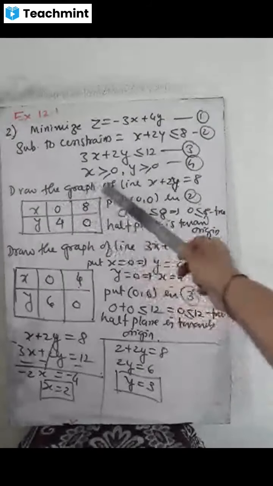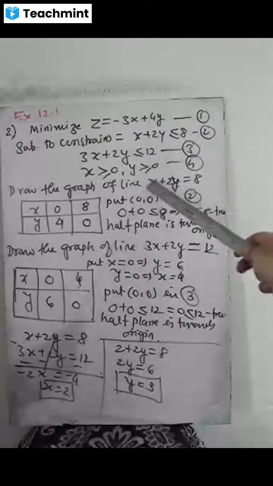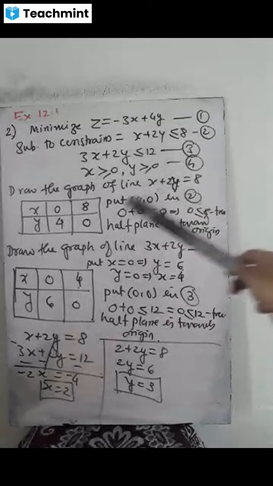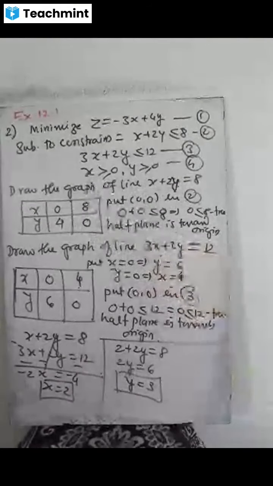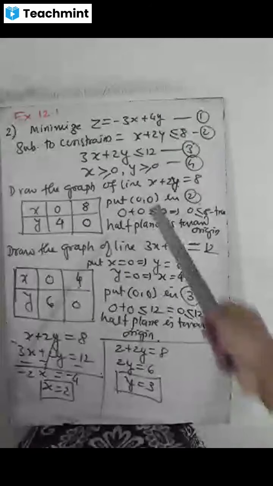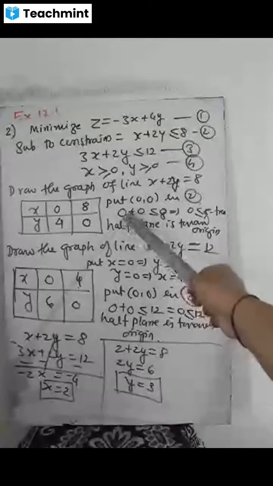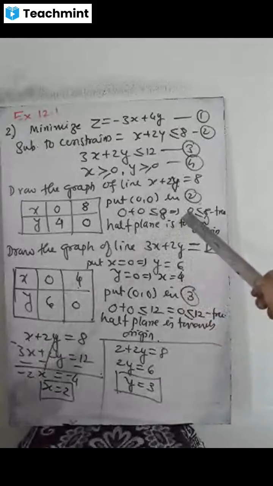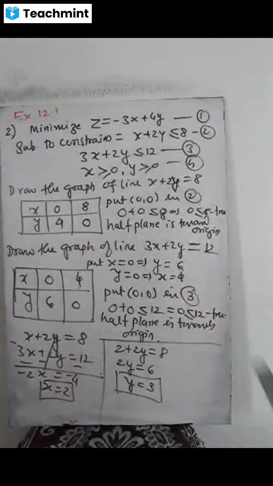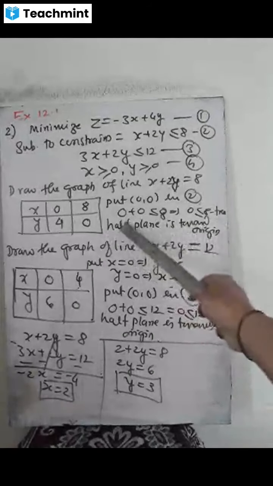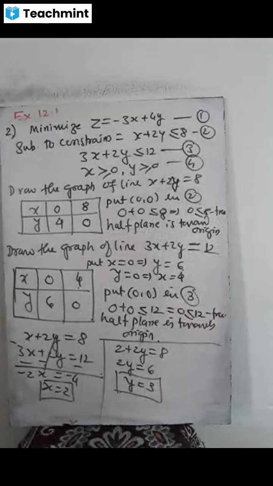Now first of all we will draw the graph for the given inequality, putting it as the equation x plus 2y equal to 8. When you put x equal to 0, y equals 4, and when you put y equal to 0, x is 8. Put (0, 0) in equation 2 and you will get 0 plus 0 less than or equal to 8, so 0 is less than or equal to 8. This is a true statement, so the half plane is moving towards the origin.